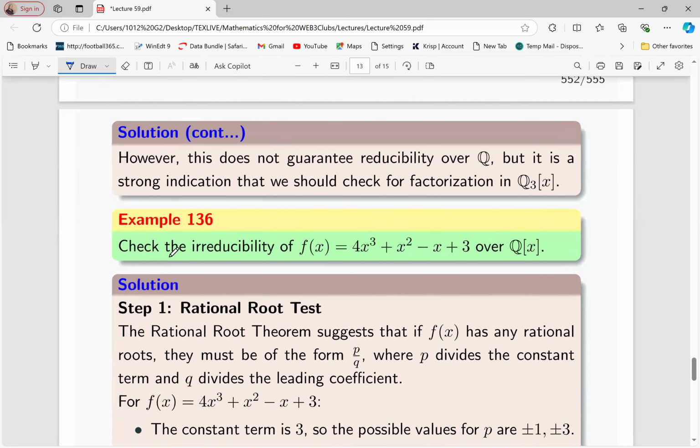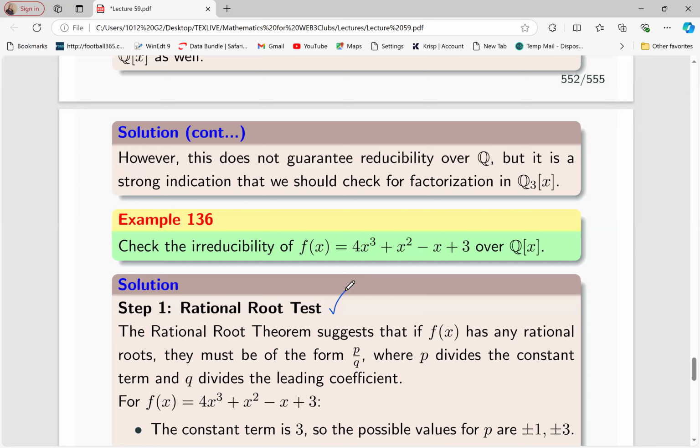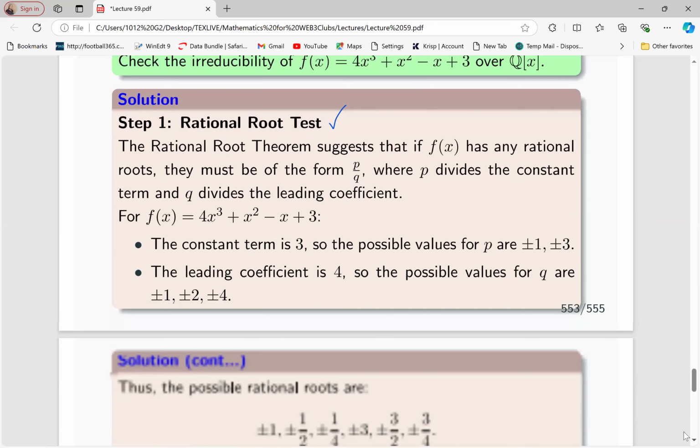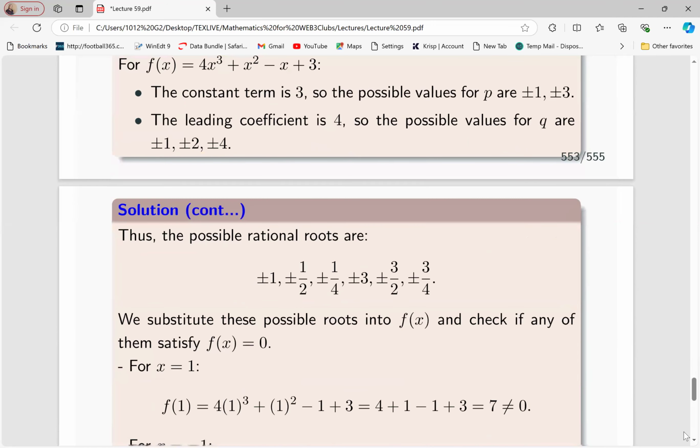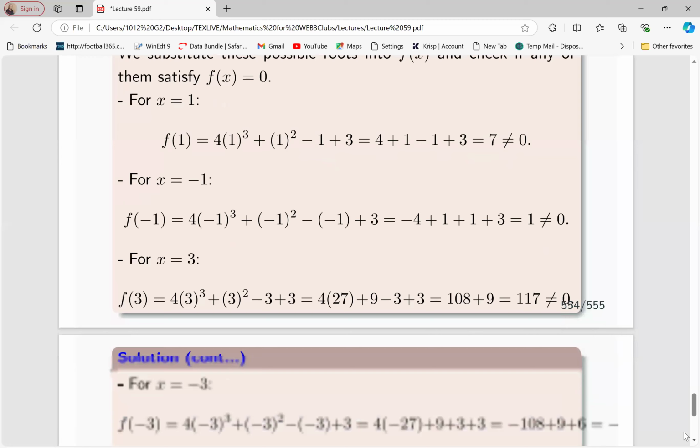This example, I did not use the method above. I just said check irreducibility of this polynomial. And then I wanted to use the rational root test, which we had learned earlier. So I used it. Then when you use the rational root test, what did I find? I did not find a root.